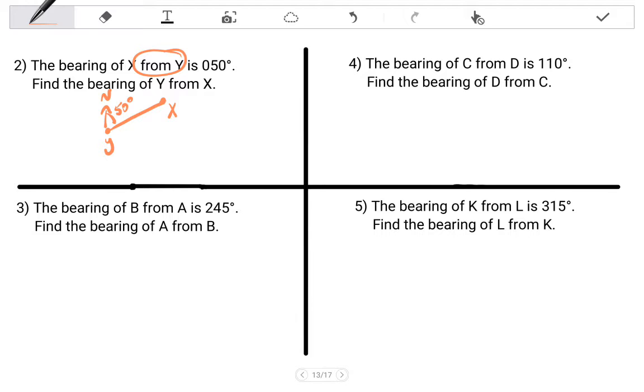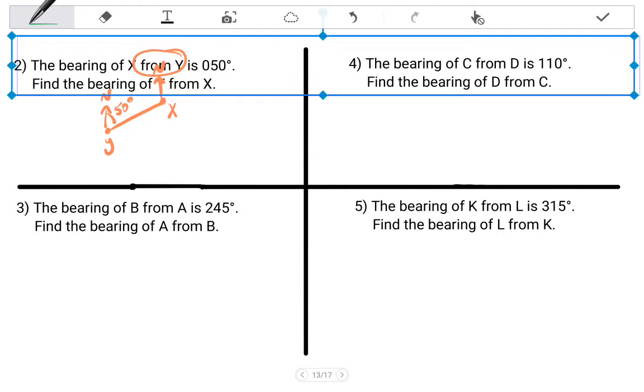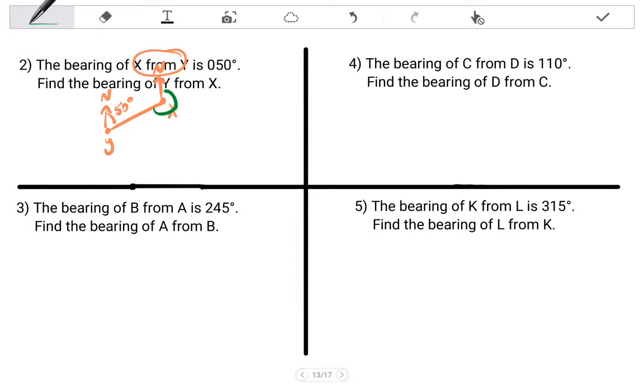What does the bearing of y from x mean? I'm going to label the north on x, and the angle wanted here is in the clockwise direction. There is an angle here. So how can I find this? This is an angle obviously bigger than 180.